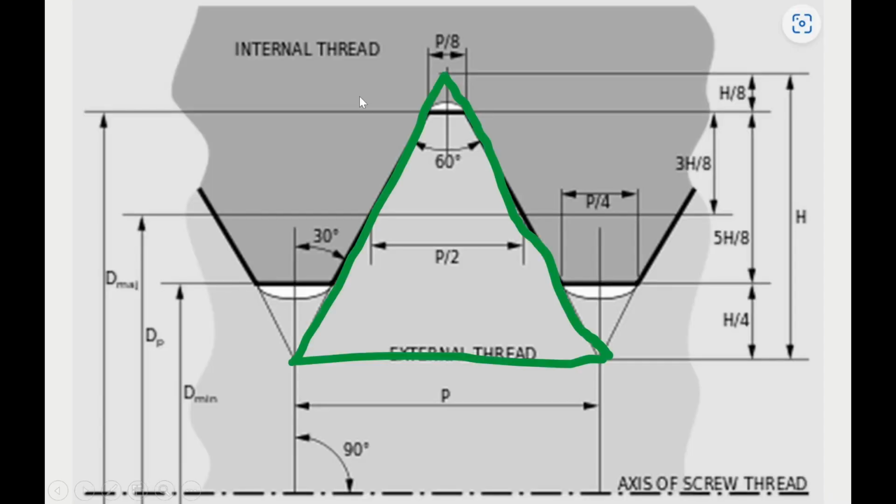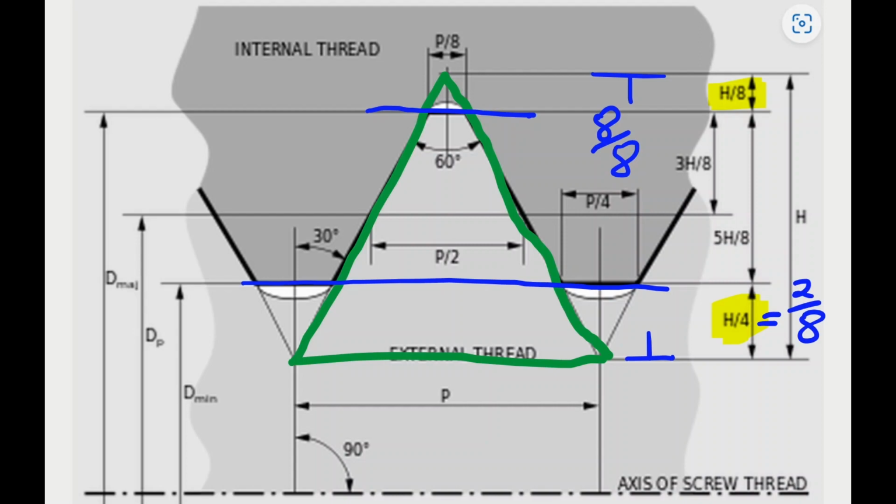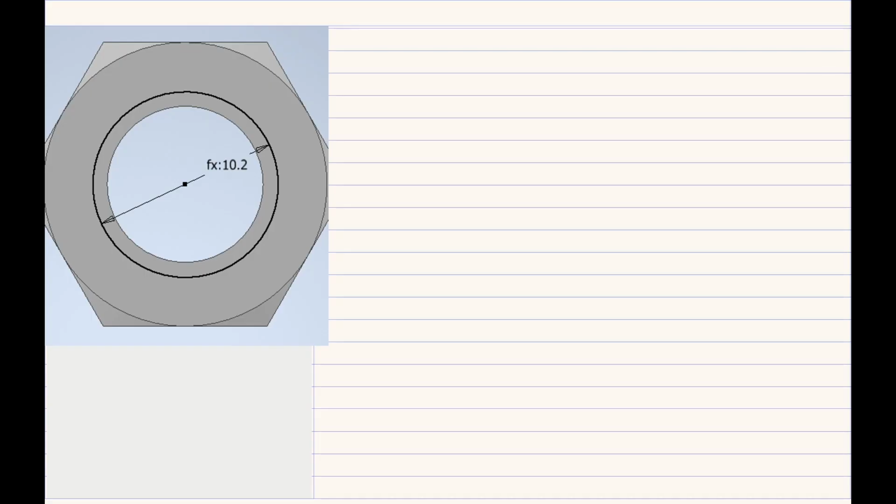So of the equilateral triangle, we know we've found the height, and that is 8/8. 1/8 of the top is chopped off, and 1/4 or 2/8 of the bottom of that equilateral triangle is chopped off. So we're left with a thread height of 5/8 of the height of the equilateral triangle, yeah.